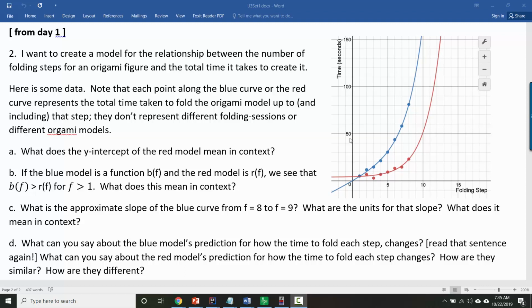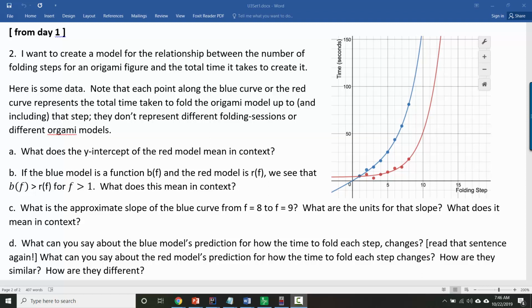Okay, the next question asks, what is the approximate slope from 8 folding steps to 9 folding steps for the blue curve? So let's see, 5, 6, 7, 8 is this point, and then at 9 folding steps, it's approximately there. The scale was 10, so I'm going over by 1 folding step and up by 10 seconds, 20 seconds, 30 seconds, 35 seconds. So the approximate slope there would be 35 over 10, or 3.5, but the units are seconds per folding step.